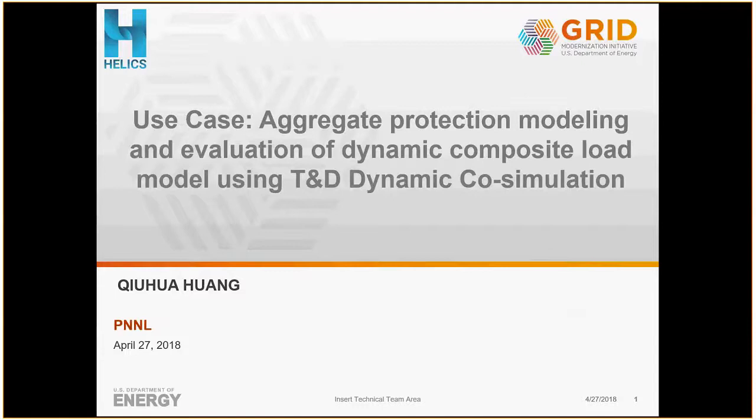Today I'm going to talk about the use case aggregate protection modeling and evaluation of dynamic composite loads using the TND dynamic code simulation. In the previous use case presentation by Surik from ANL, he already talked about many technical aspects of TND dynamic code simulation, so I will not repeat that part. I will focus more on the requirements from this specific use case for HELICS, as well as my experience that I learned when I developed this use case.